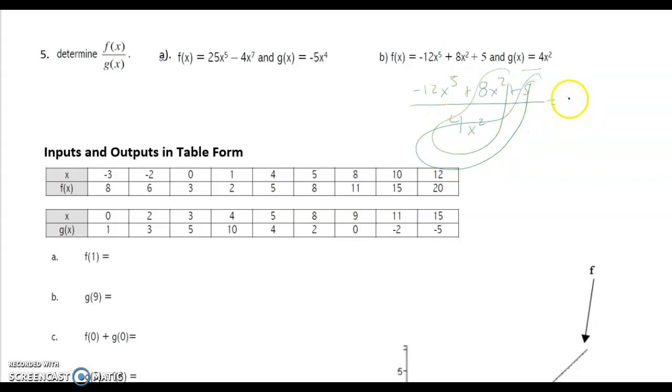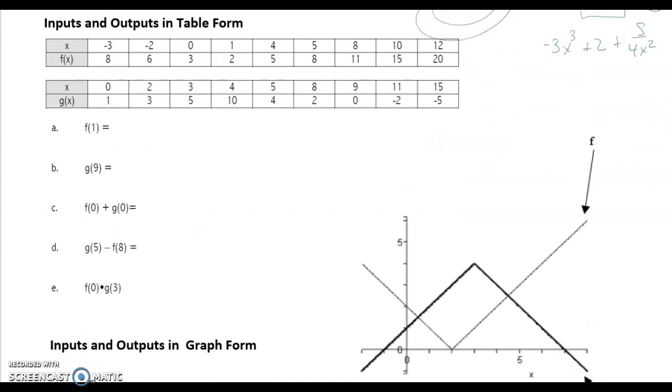So we're really looking at negative 12x to the 5th over 4x squared plus 8x squared over 4x squared plus 5 over 4x squared. Well, this doesn't reduce, but these two we can reduce. The coefficients here turn into negative 3, and x to the 5th divided by x squared is x cubed. So this term becomes negative 3x cubed. Here, the x squareds reduce to 1, and 8 over 4 is 2, plus 5 over 4x squared.